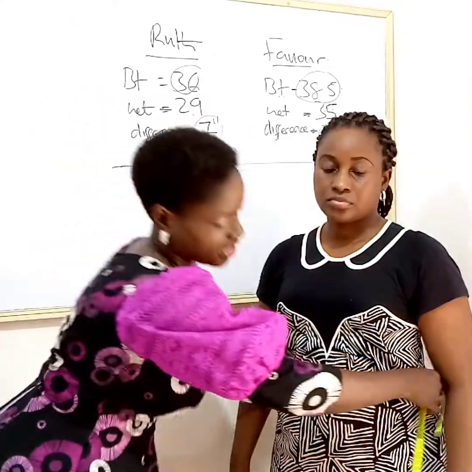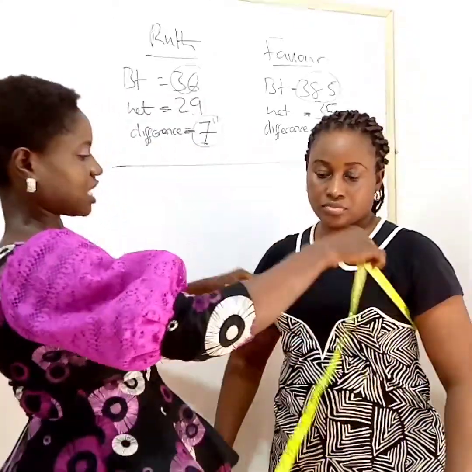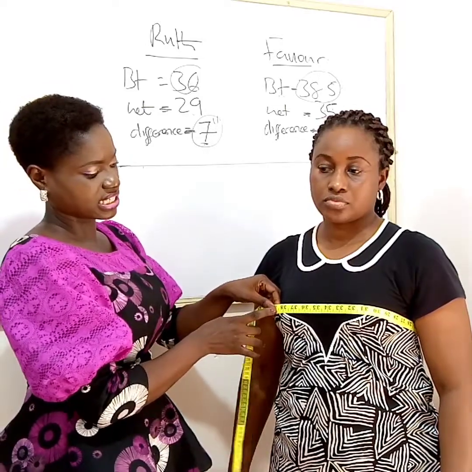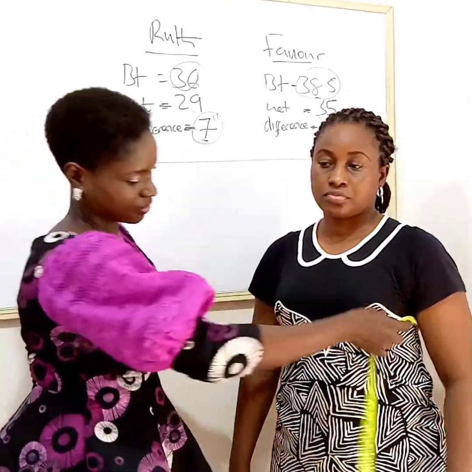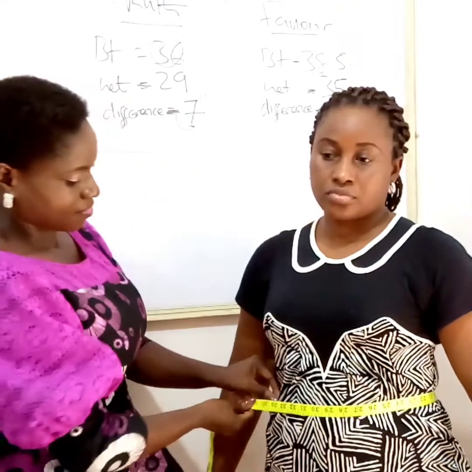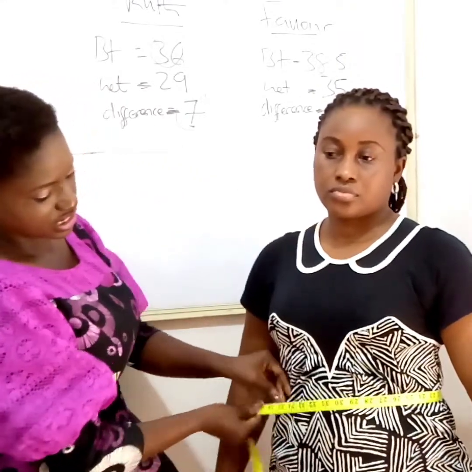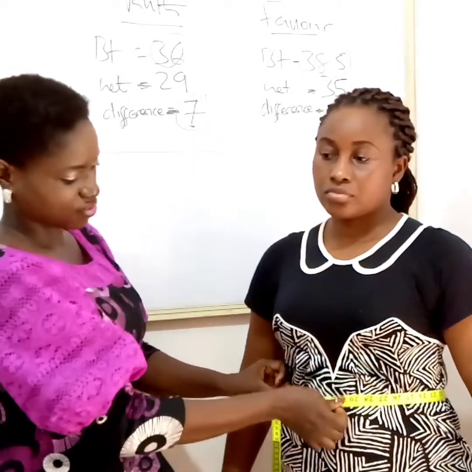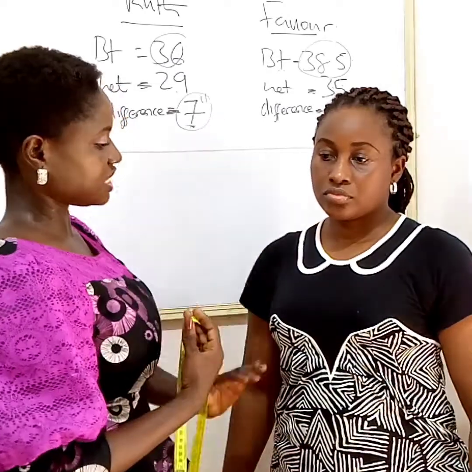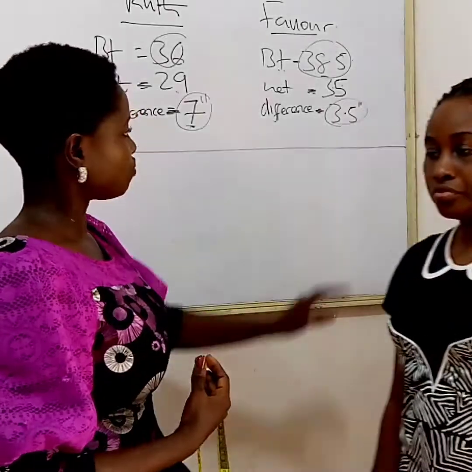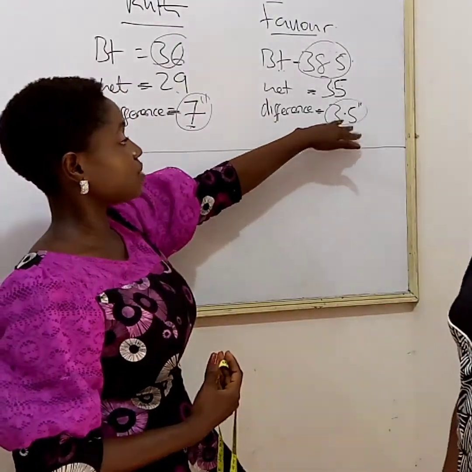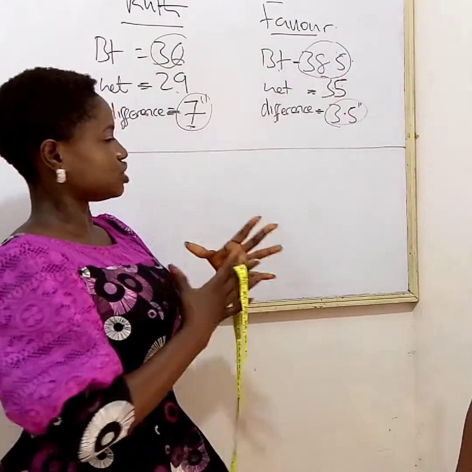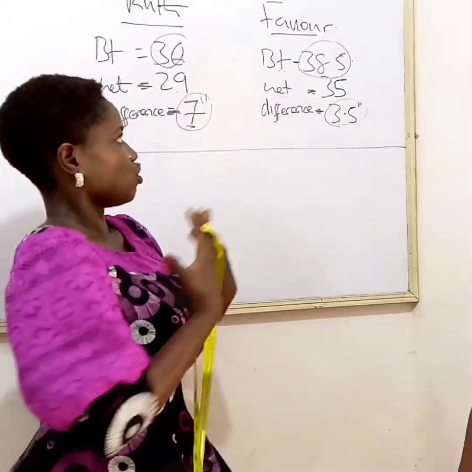Now I have Favour here, and I'll go ahead to check her bust circumference. And here we have 38.5 as written on the board, while the waist circumference is 35, just as what we have on the board. Now, the difference in her bust and waist measurement is 3.5, which shows that there's not so much difference, and that's why the bust region is not protruding.